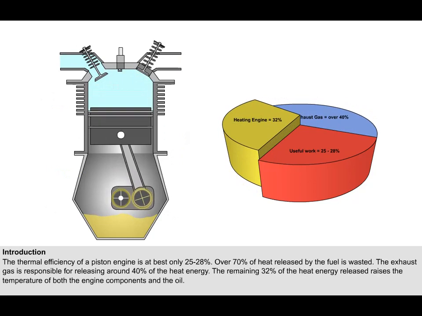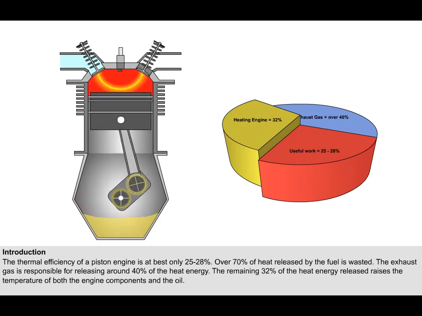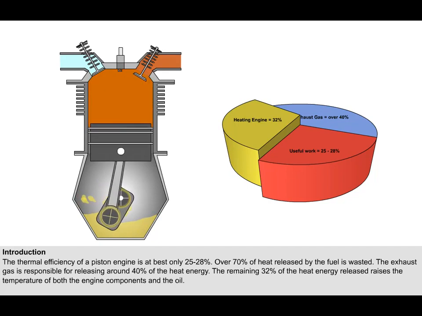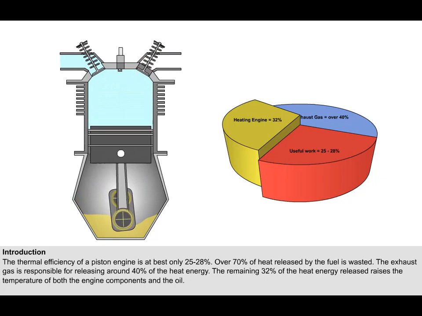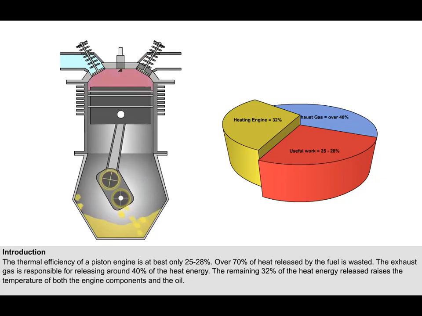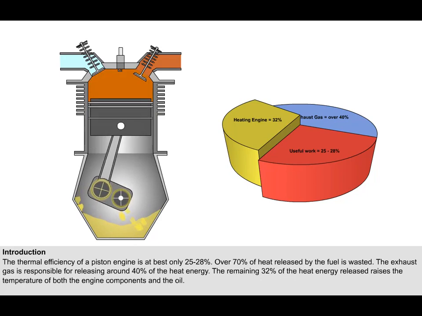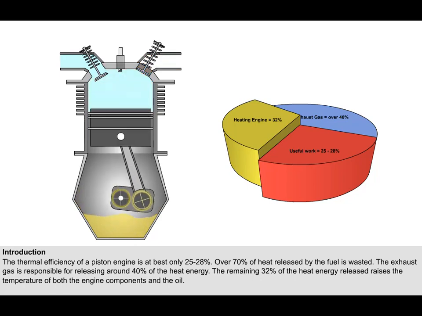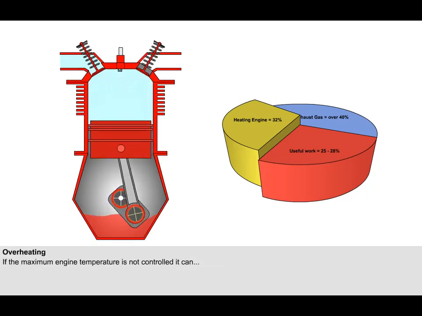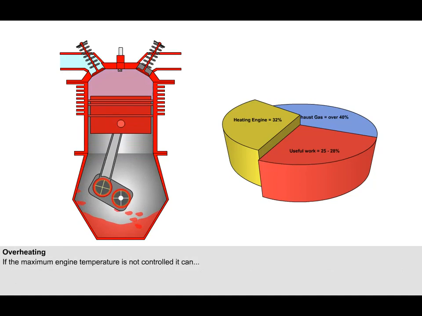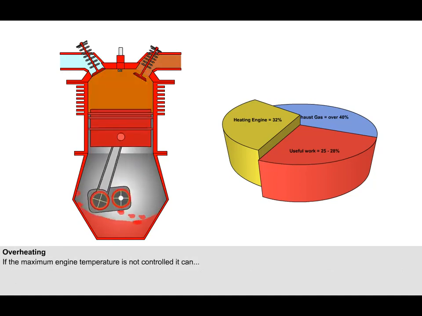The remaining approximately 32% of the heat energy released through burning the fuel raises the temperature of both the engine components and the oil. In this lesson, we will discuss the problems that can be caused by allowing the engine to become either too hot or too cool, and we will look at the systems that are fitted to an engine to maintain its temperature within safe limits. As we said, approximately 32% of the heat energy released through burning the fuel raises the temperature of both the engine components and the oil.